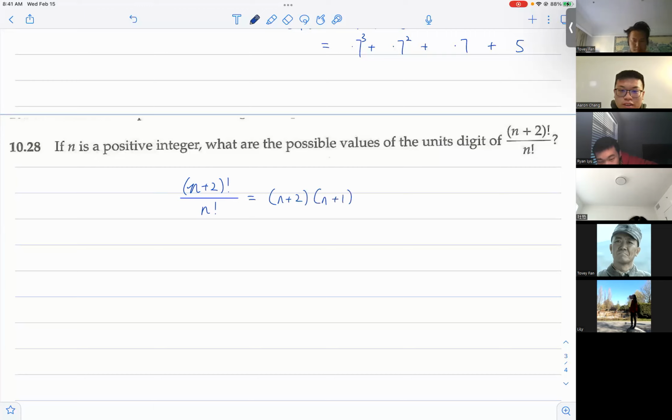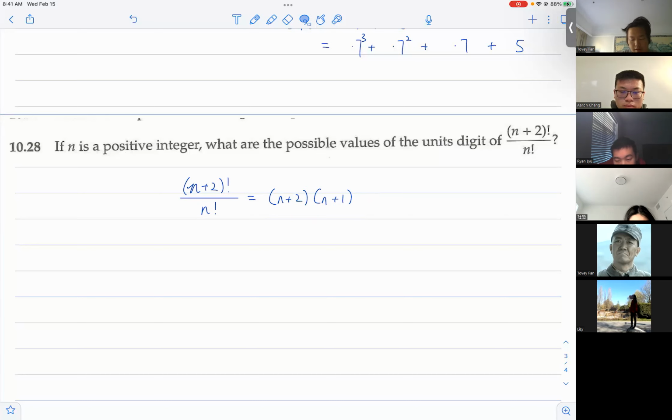And I don't know what to do next. Okay, you don't have to expand it. What are the possible values of the unit digit? So first we cancel. What do these mean? n plus 1, n plus 2, n is a positive integer, so these two numbers are just consecutive integers. In other words, this question is just asking what are the possible values of the unit digit of two consecutive integers.